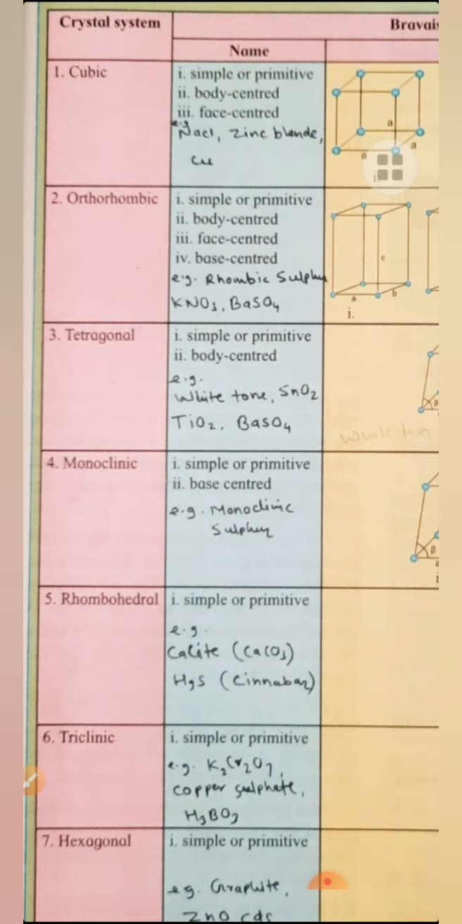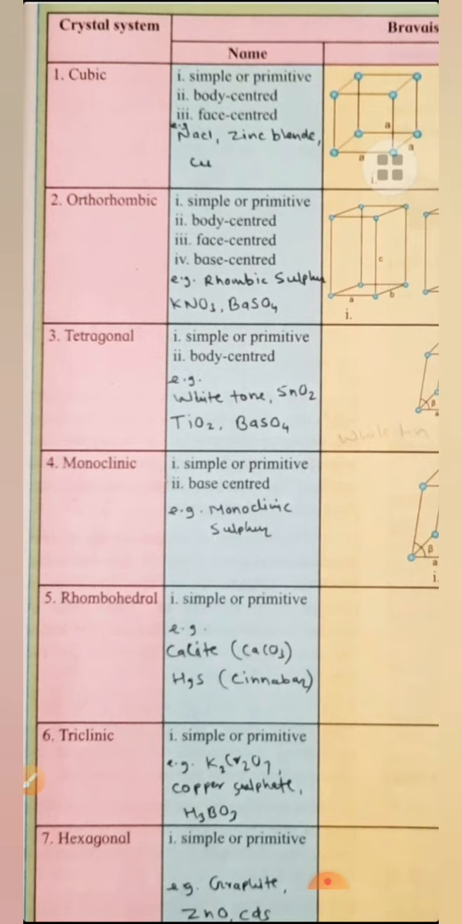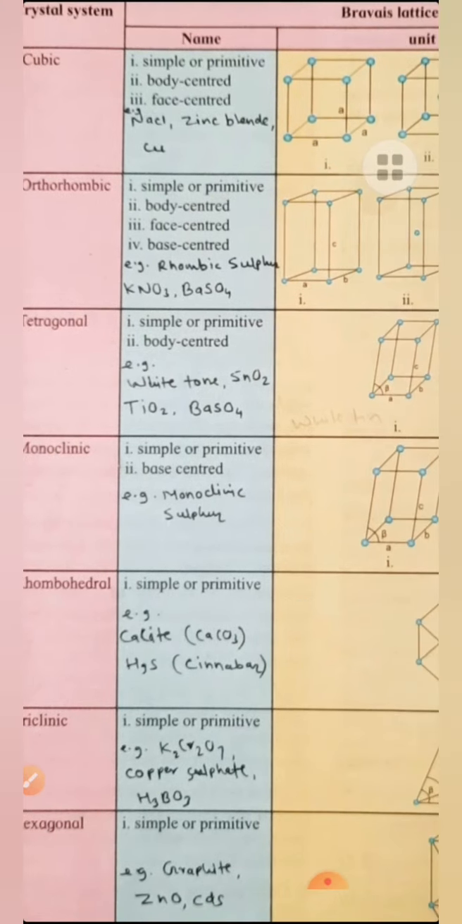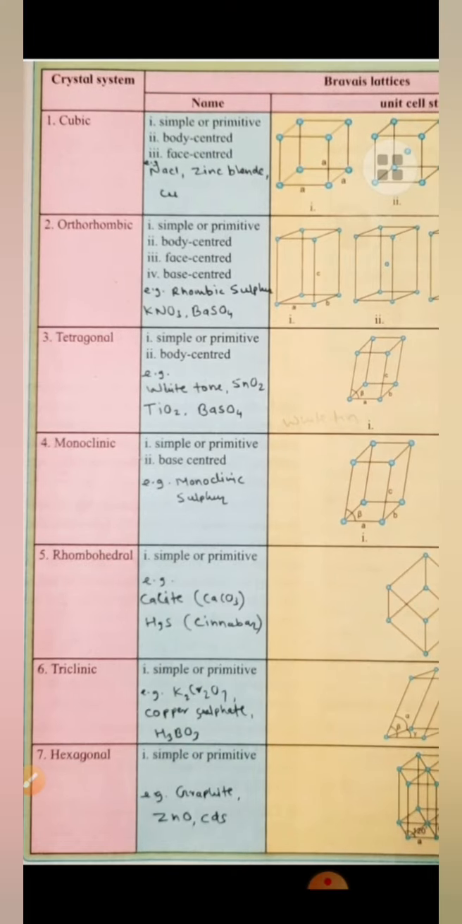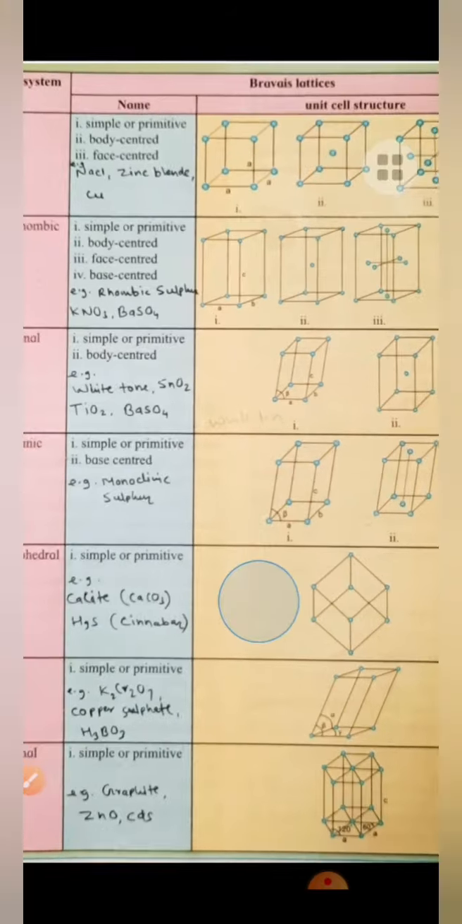In the monoclinic system, the example is monoclinic sulfur. In the rhombohedral system, the examples are calcite, CaCO3, calcium carbonate, and HgS, that is cinnabar. In triclinic systems, the examples are K2Cr2O7, copper sulfate and H3BO3, and hexagonal systems have graphite, ZnO and CdS as examples. That is the structure of all the crystal systems and their unit structures.